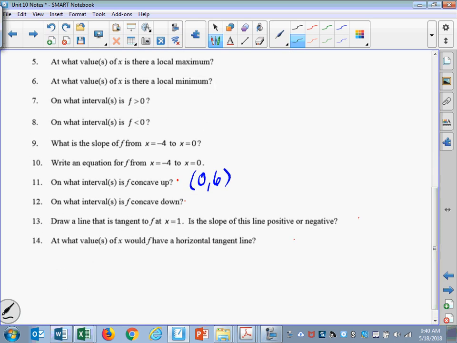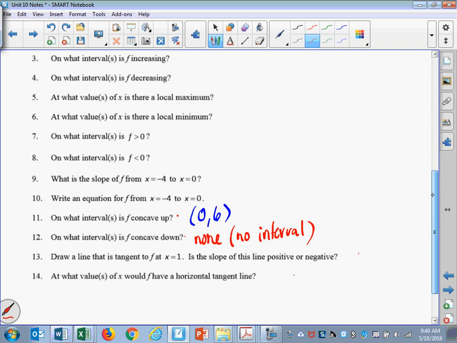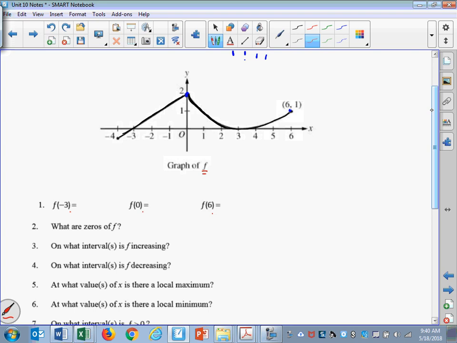Okay, number 13 says draw a line that is tangent to f at x equal 1. Is the slope of this line positive or negative at x equal 1? Right here. Okay, so that looks like what a tangent line would be. So I'm going to say tangent line at x equal 1.